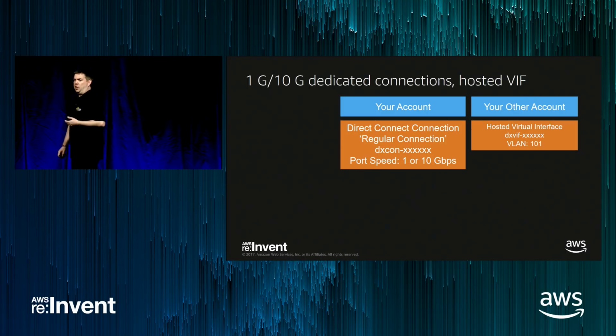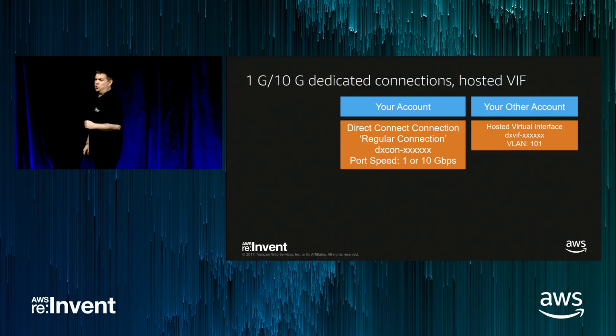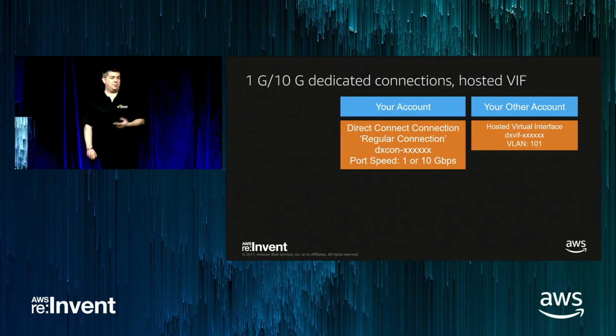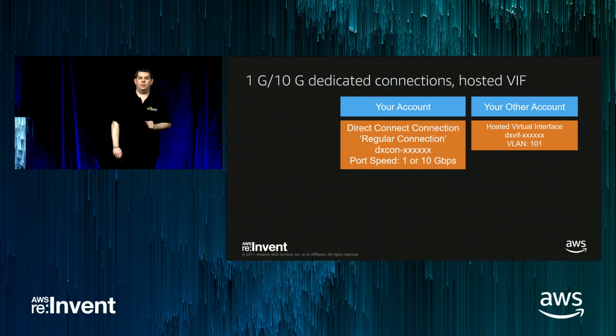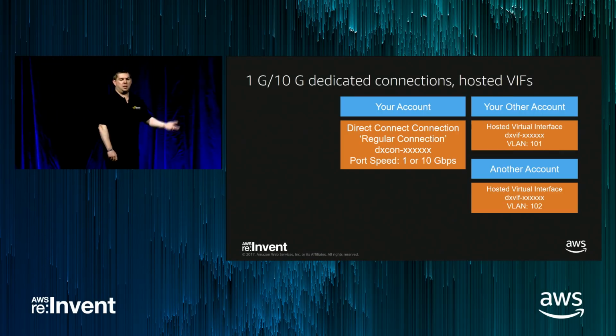When you do that, you can now attach it to your virtual private gateway in that account, or perhaps to a Direct Connect gateway that is in that account. And of course, you can keep creating more of these.